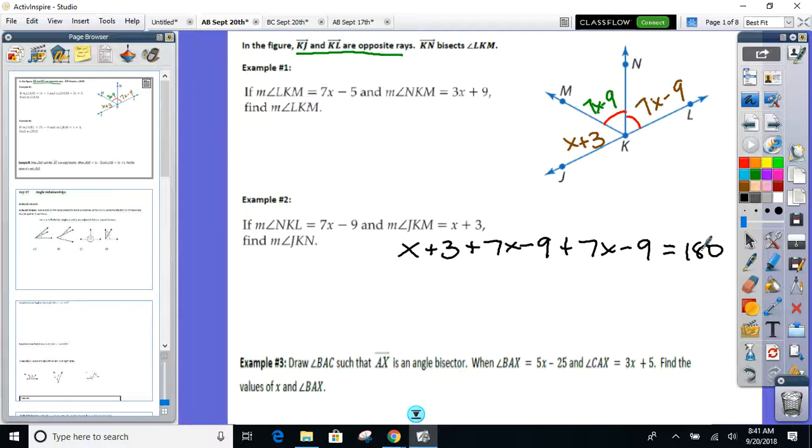And then we solved, and so we can just get going. I think I gave you the answer here. X turned out to be 13, but we were looking for JKN. Take a look. How would you find JKN now that I know X is 13? How could you locate JKN?